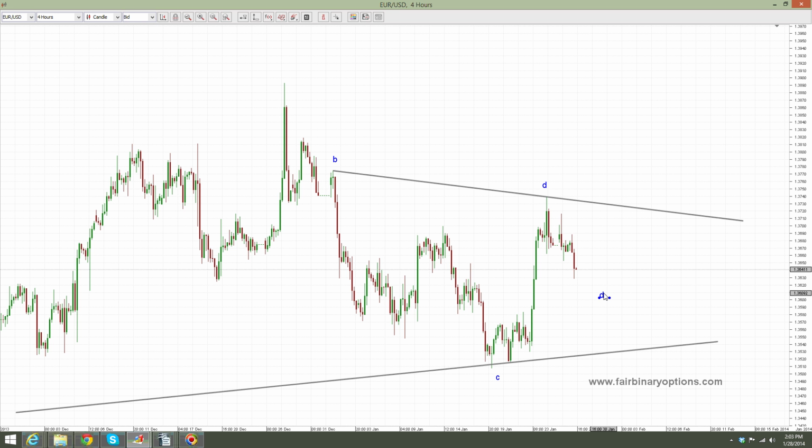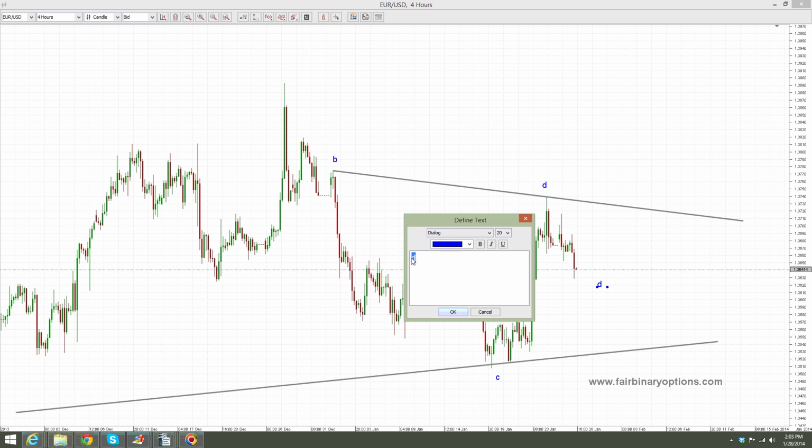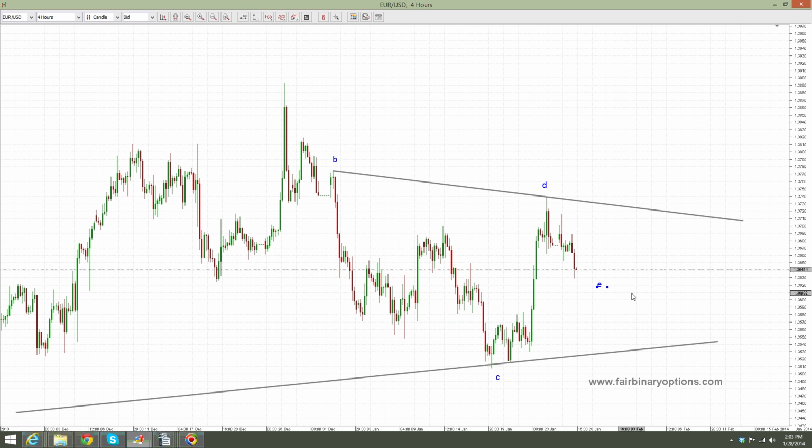Now, this E wave can basically be any shape it wants, as long as it is a corrective one, but not an elongated flat. So we're looking for something like either a triangle or a complex corrective form of a lower degree, but I would say that we're going to have here most likely a double combination or a triple combination, or a double zigzag or a triple zigzag. Well, a double zigzag is definitely not, because we have here A, B, C, and then an X wave. So of a lower degree, let's try this one here.